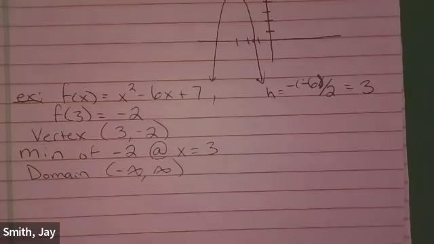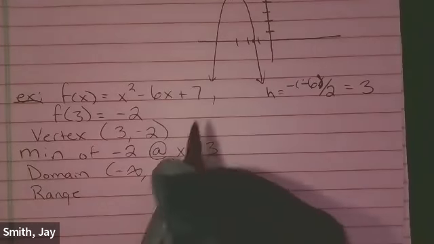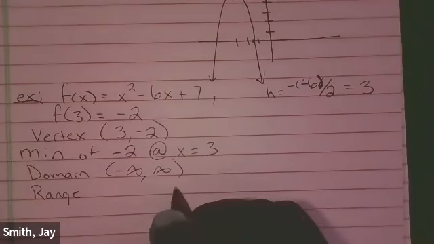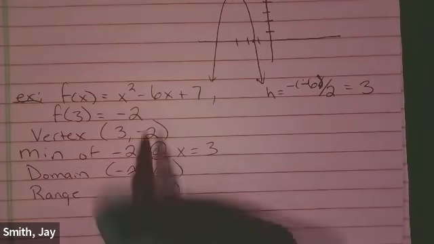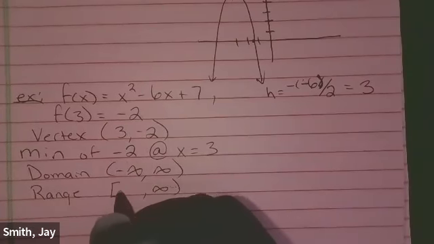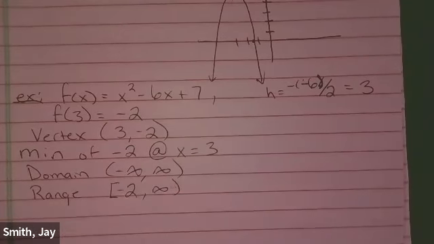Domain, like every other problem, is the entire real number system, from -infinity to infinity. Our range, because it opens up, is going to reach all the way up to +infinity. It's going to reach all the way down to our minimum, so our range is going to be open bracket... I mean, closed bracket -2, infinity.